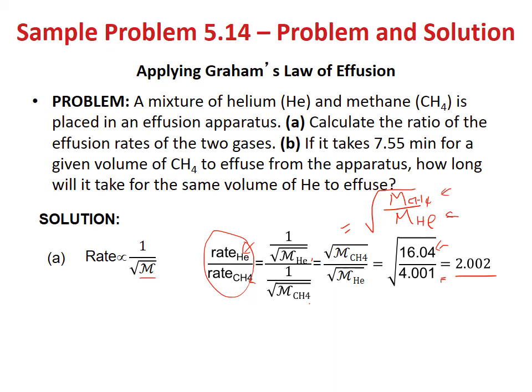Okay, question B. If it takes 7.55 minutes for a given volume of methane to effuse from the apparatus, how long will it take for the same volume of helium to effuse? Because the rate ratio is 2, that means helium effuses almost twice as fast as methane. So if methane takes 7.55 minutes, then helium must take almost half of this time. More precisely, you should use 7.55 minutes divided by 2.002, and that gives you 3.77 minutes.